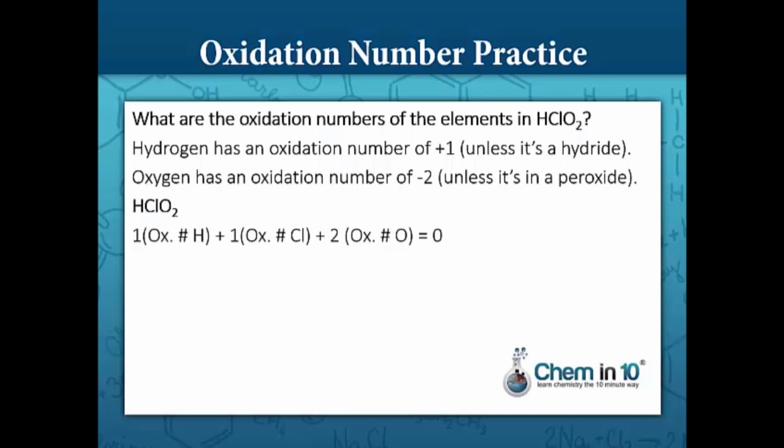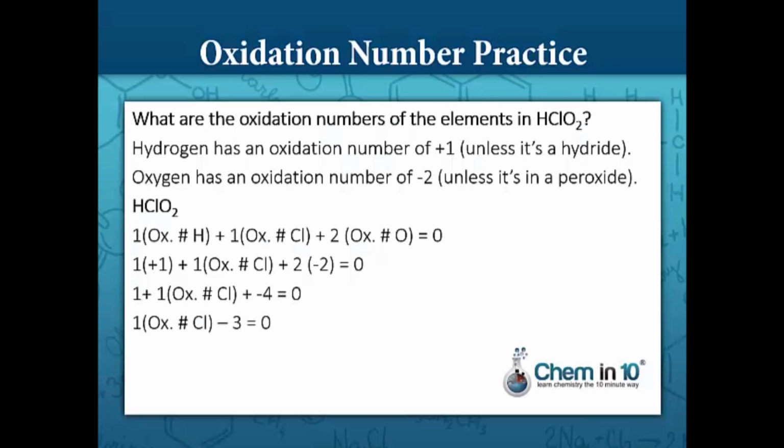1 times the oxidation number of hydrogen plus 1 times the oxidation number of chlorine plus 2 times the oxidation number of oxygen is equal to 0. The oxidation number of hydrogen is +1, and the oxidation number of oxygen is -2. So 1 plus the oxidation number of chlorine plus -4 is equal to 0. 1 plus -4 is the same thing as -3. And when we add 3 to each side, we get that the oxidation number of chlorine in chlorous acid is +3.